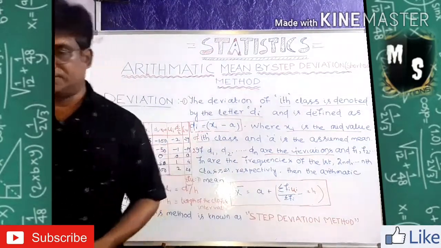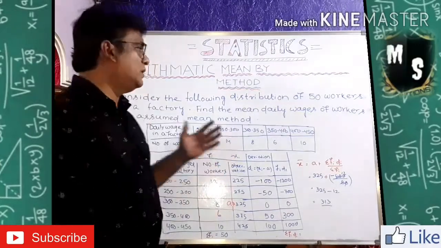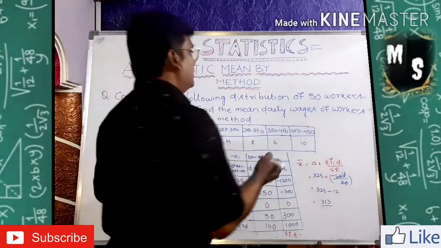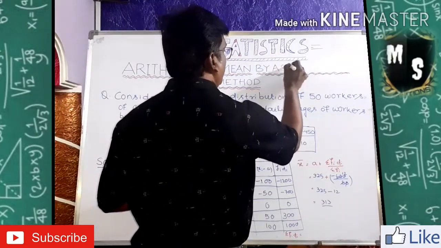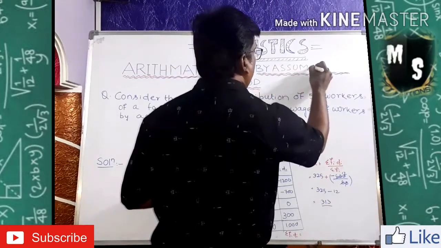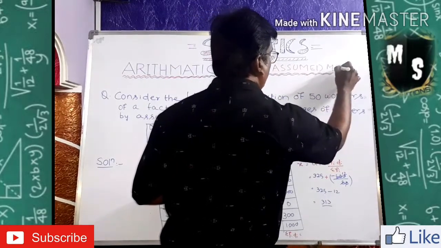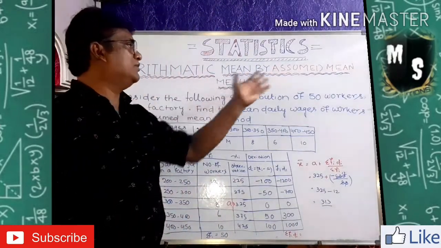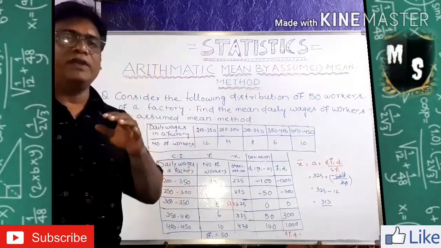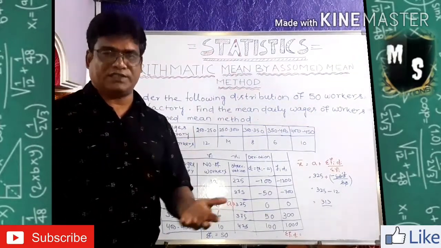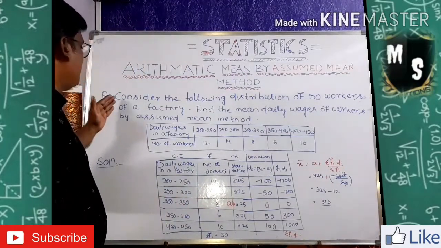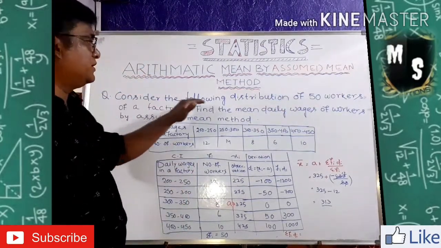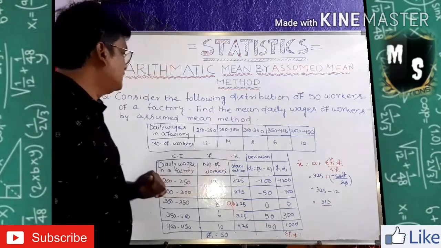Come to the next. Now you see, I am taking one question and solving it by the arithmetic mean, by the assumed mean method. I am solving a sum for you, for your better understanding. See now, what is the sum? Consider the following distribution of 50 workers of a factory.